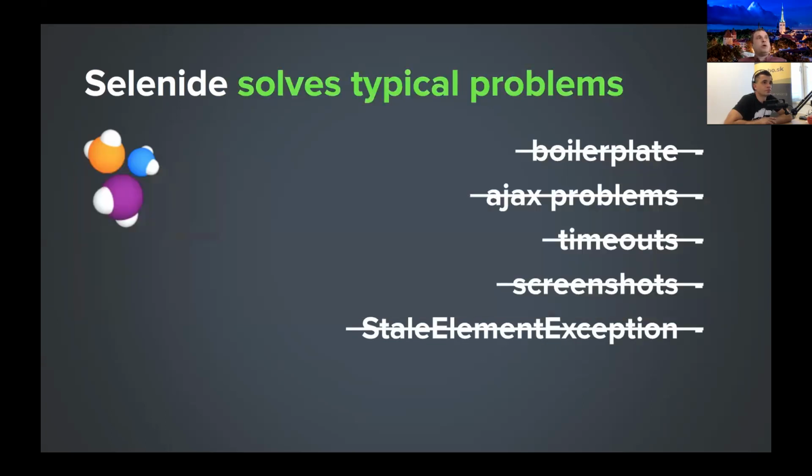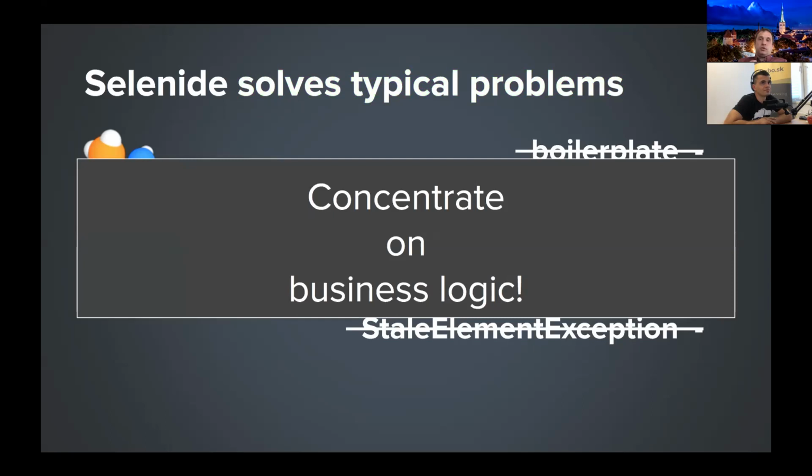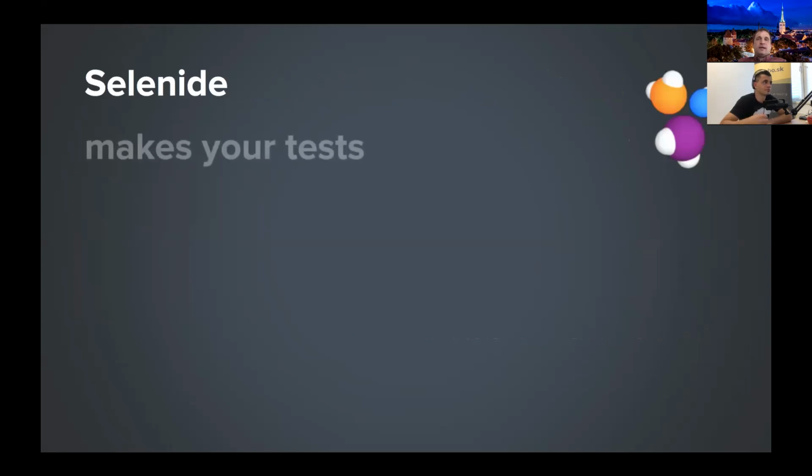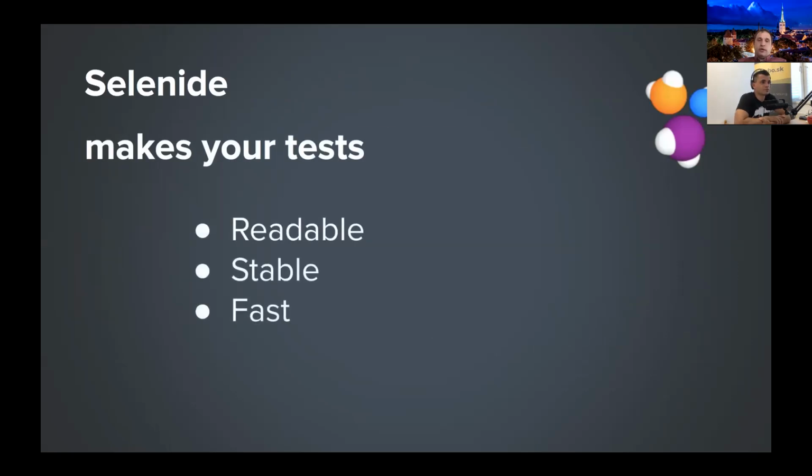Because people who are skeptical often say, so what? I also can solve all these problems. My framework also solves these problems. So what? I don't see any benefits. This is my benefit. You can solve it, but why? You do not need to waste your brain resources on solving these technical, boring problems. You can concentrate on your business logic. This is the main value for me. So, shortly said, Selenide makes your tests readable, stable, and fast. These are my major values from Selenide.